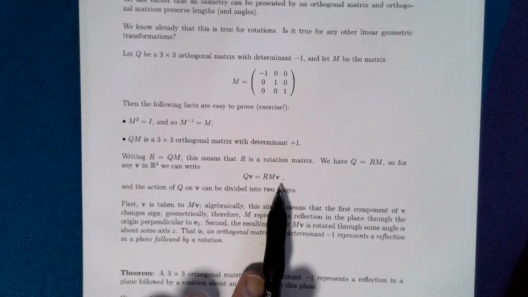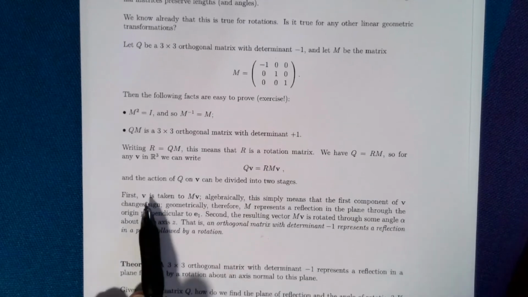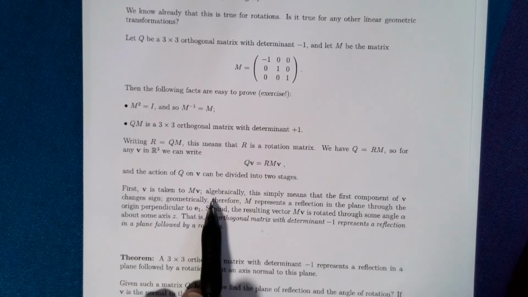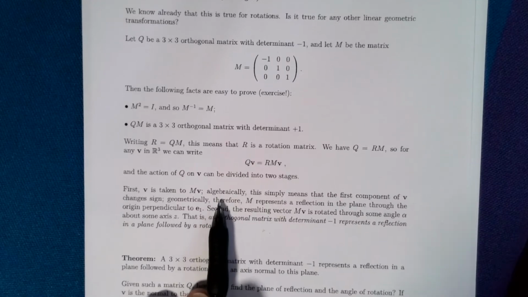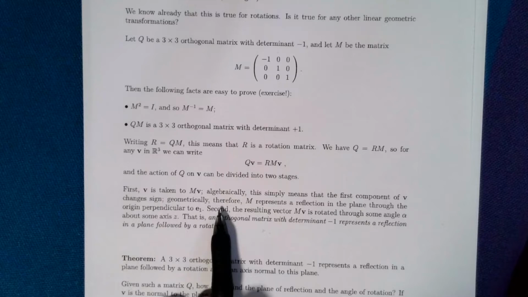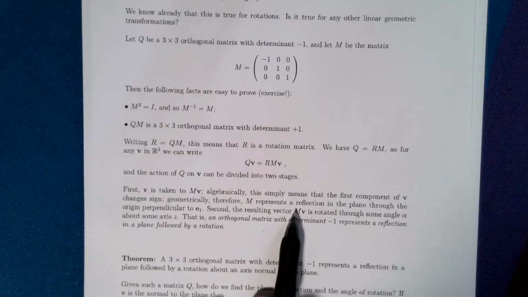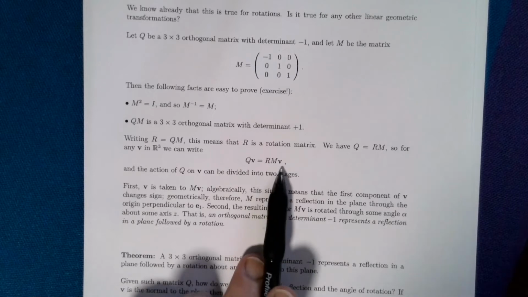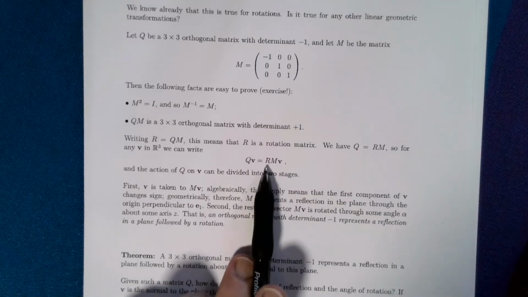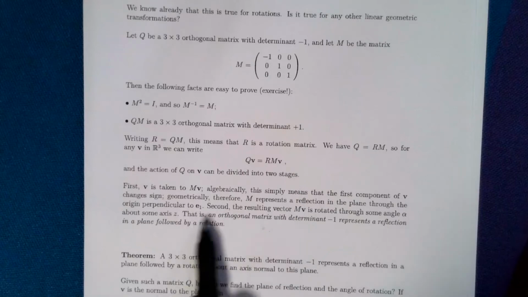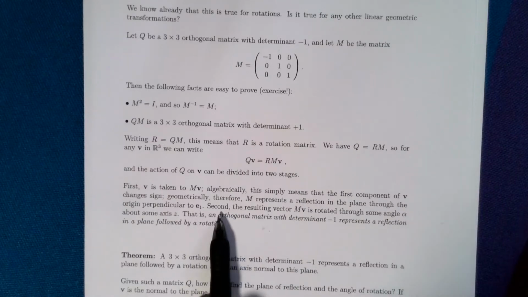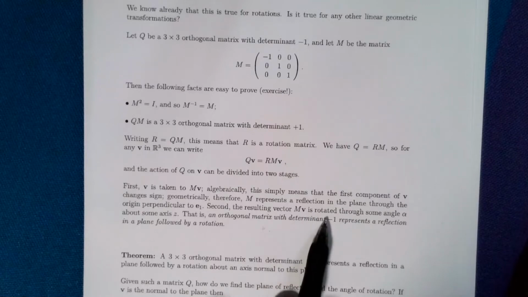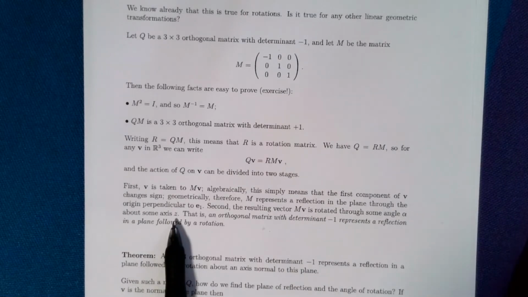And the action of Q on v can then be divided up into 2 stages by simply looking at this here. Firstly, when I multiply M times v, algebraically, all I'm doing is making the first component of the vector v change sign, and geometrically, therefore, this represents a reflection in some plane through the origin perpendicular to the vector e1. Now that's what M does to v, and then after it's done this reflection, R is a rotation matrix, so R is then going to rotate. So second, the resulting vector Mv is now rotated through some angle alpha about some z-axis.